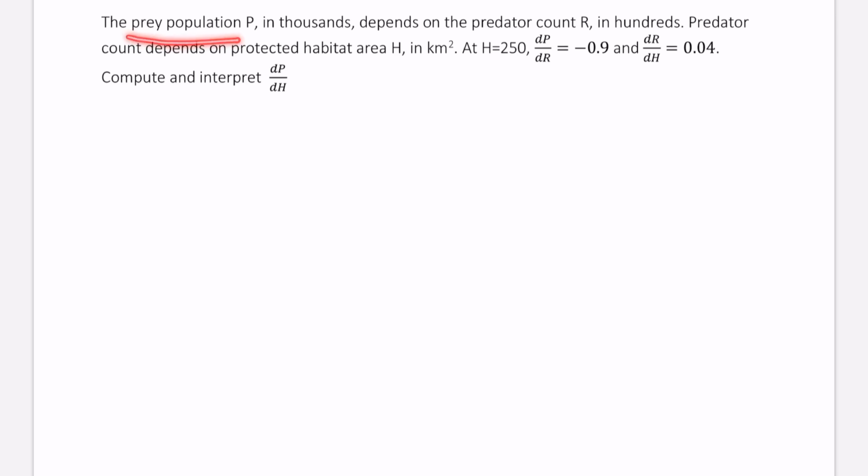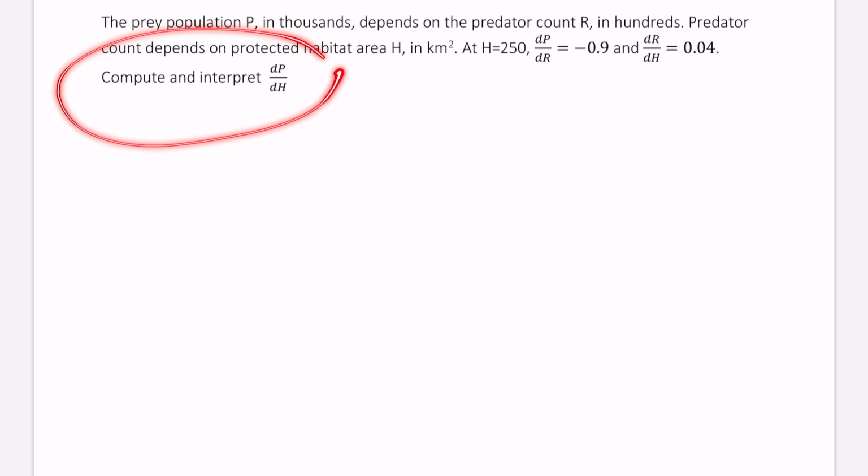The prey population P in thousands depends on predator count R in hundreds. Predator count depends on the protected habitat area H in kilometers squared. So at H equals 250, that is at a protected habitat area of 250 kilometers squared, dP over dR is equal to negative 0.9, and this is the change of prey population with respect to predator count. And dR over dH is 0.04. So this is the change in predator count with respect to protected habitat area.